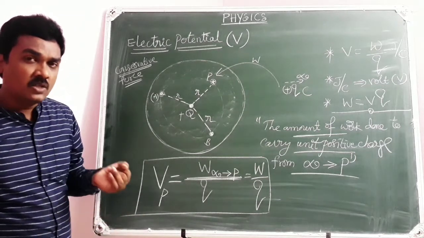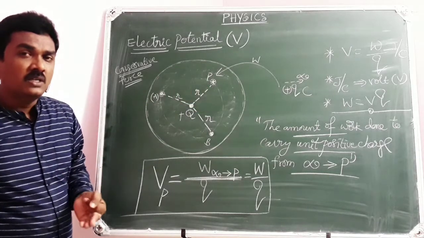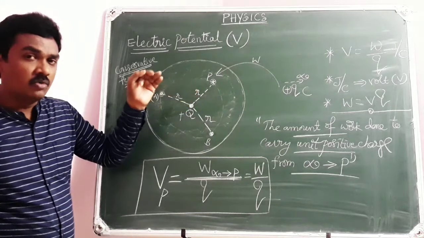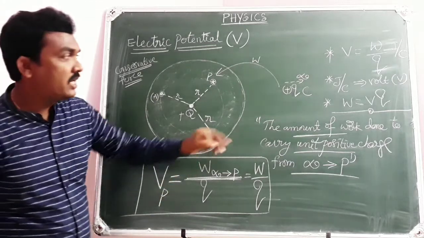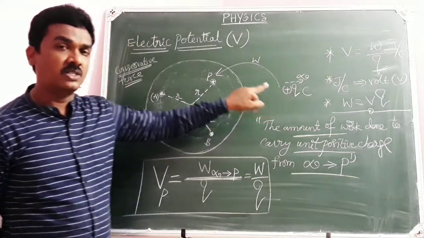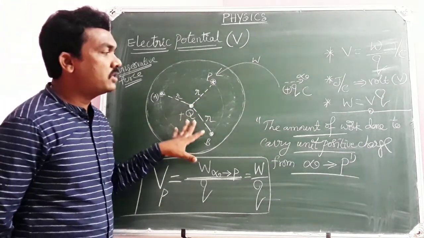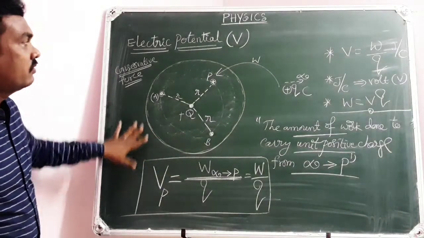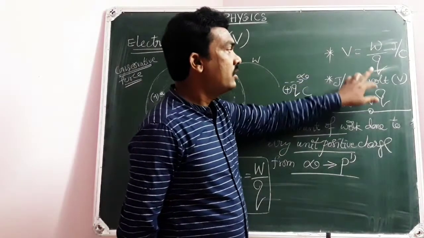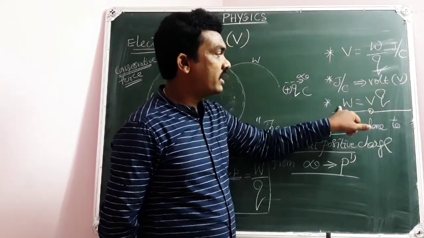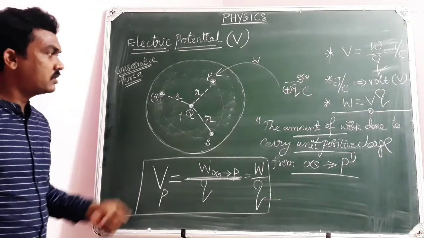Next point, greater the positive charge, greater the electric potential at that point. Next point, electric potential is the amount of work done to carry unit positive charge from infinite distance to the particular point in the electric field. So this is all an introduction to the concept of electric potential, which explains the strength of the electric field. The formula is V is equal to W by Q. The unit is joule per coulomb or volt, so that we can write W is equal to VQ. Now we will discuss a little more on this concept.